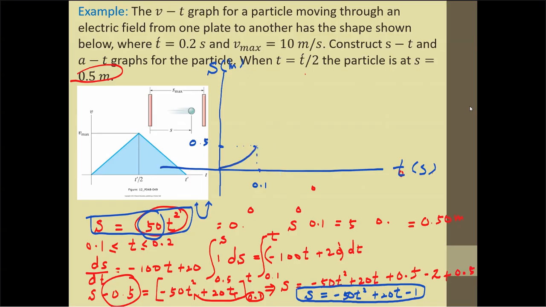What about this guy? s equals negative 50t squared plus 20t minus 1. Can you graph this one using the vertex? You have to graph properly, otherwise you would not be able to get the full score. Also, don't forget the unit and boundary value. The boundary value is 0.5. Using the second position function, you can calculate the position when time is 0.1 seconds. Plug 0.1 second into the function. You're going to get, again, 0.5.